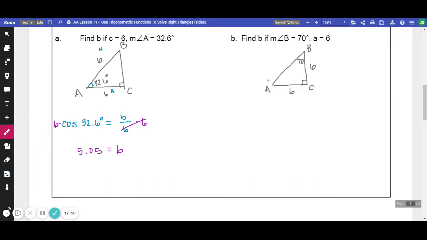Okay, so picture drawn, label our sides. This is adjacent. B is opposite. Next step is to identify the function and write the equation. So this is the first time we've had opposite and adjacent. That is tangent. Right? Tangent of what? Tangent of 70 degrees equals opposite is B over adjacent is 6.